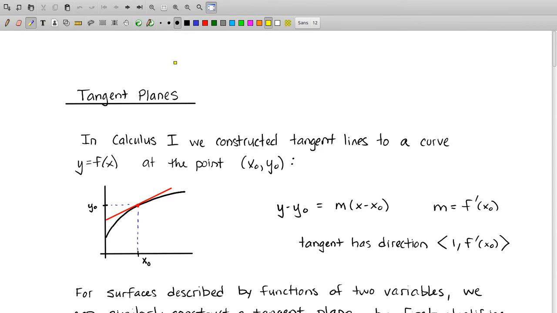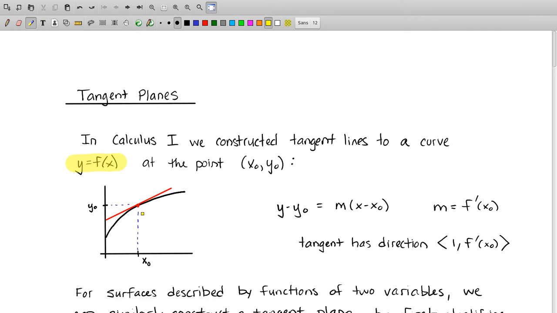This was a task that we had to do every once in a while in Calculus 1: to construct a tangent line to the function y equals f of x. Here you've got your curve, y equals f of x, and here you have the tangent line to that curve at the point x naught. These tangent lines have slope equal to the derivative of the function. So the value of the tangent line at x naught equals the value of the function y naught, and it also has the same slope as the function at that point.